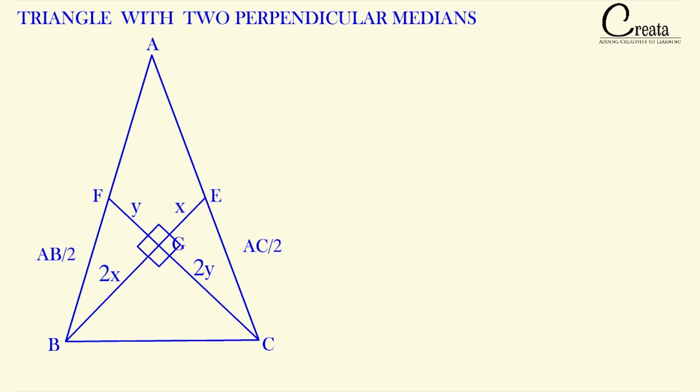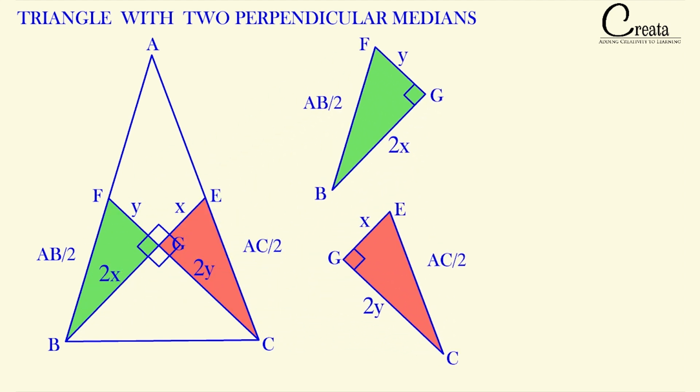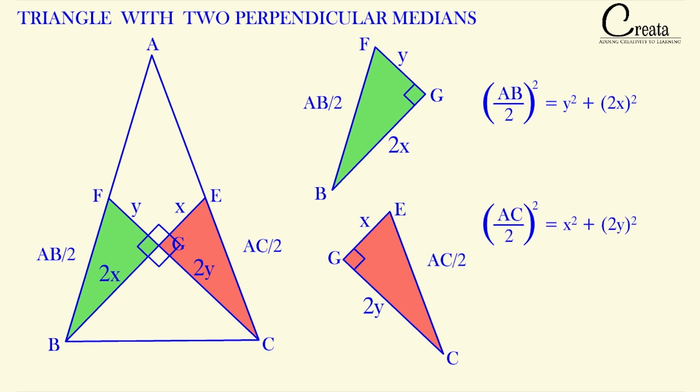Moving further, if we take the triangles FGB and EGC, can we say both of these triangles are right angle triangles? Angle G in both of these cases is 90 degree. If we apply the Pythagoras in both these triangles, we got some relation. Let's see what those relations are. Firstly, let's apply the Pythagoras in triangle FGB. We got (AB by 2) whole square is equal to Y square plus (2X) square. Similarly, in the triangle EGC, we got (AC by 2) whole square is equal to X square plus (2Y) square.